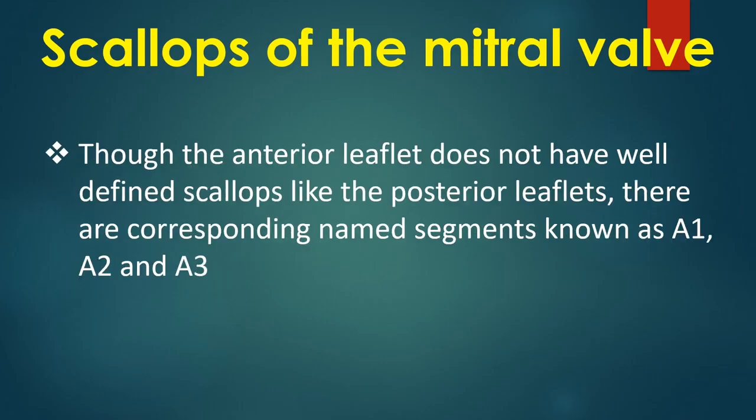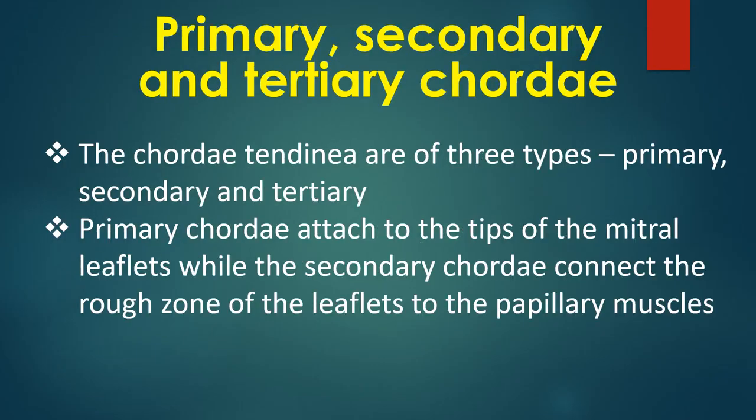Though the anterior leaflet does not have well-defined scallops like the posterior leaflet, there are corresponding named segments known as A1, A2 and A3. The chordae tendineae are of three types: primary, secondary and tertiary. Primary chordae attach to the tips of the mitral leaflets, while the secondary chordae connect the rough zone of the leaflets to the papillary muscles.